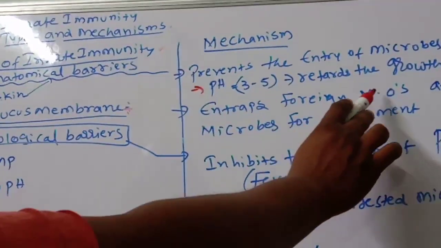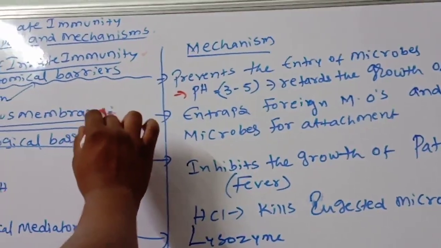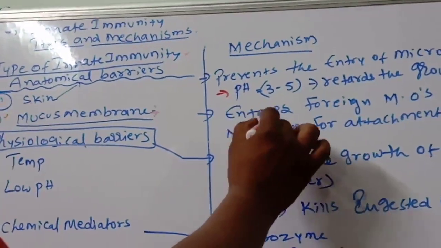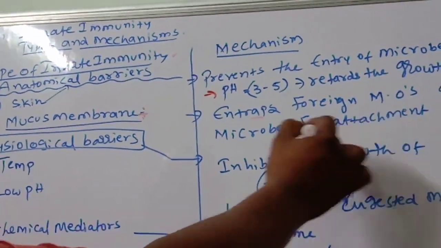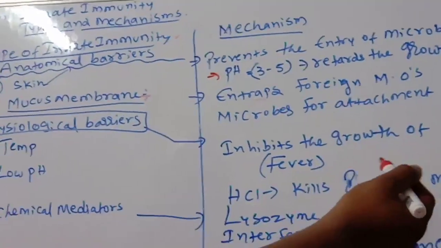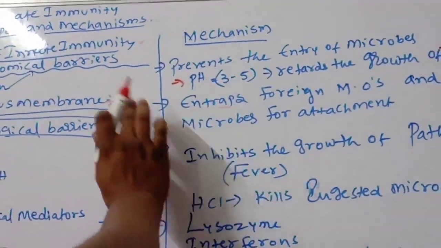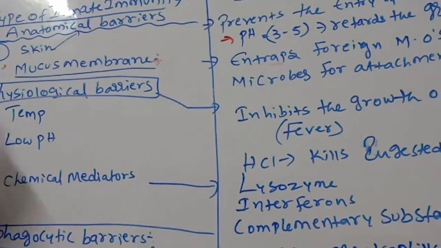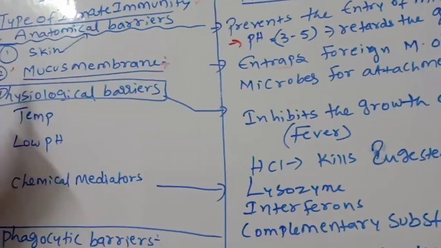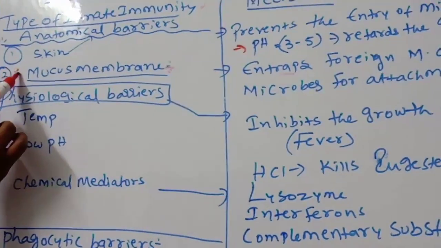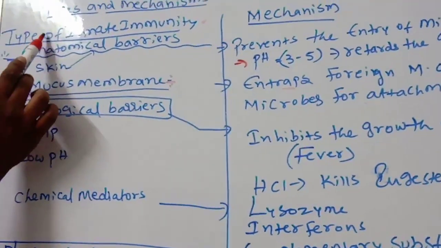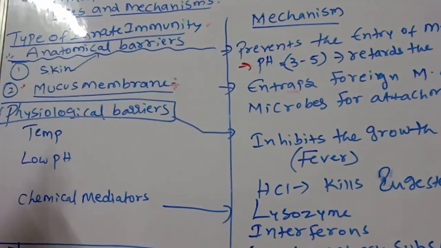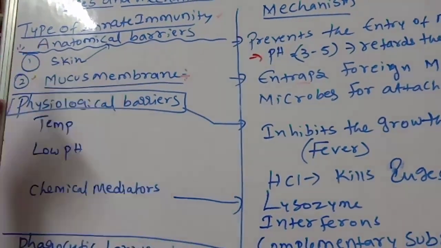Which one entraps the foreign microorganisms? Mucous membrane traps the foreign microorganisms and competes with the microbes for attachment. So microbes cannot attach because of the mucous membrane. That's why the mucous membrane traps the microbes and competes for attachment. That's why the mucous membrane also comes under which one? Types of innate immunity.